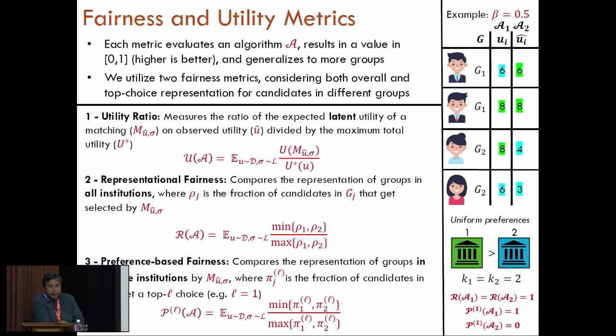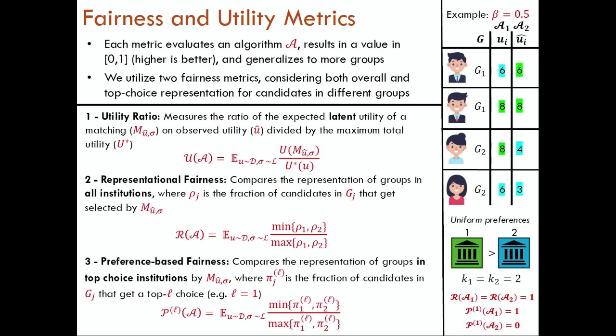So what are our fairness metrics? The fairness metrics that we consider are two, representational fairness and also preference-based fairness. And besides that, we also consider a notion of utility. The utility of an algorithm is the sum total of the utility of all candidates that have been selected, normalized appropriately. And in terms of fairness, I want you to focus on the third one, which is preference-based fairness.